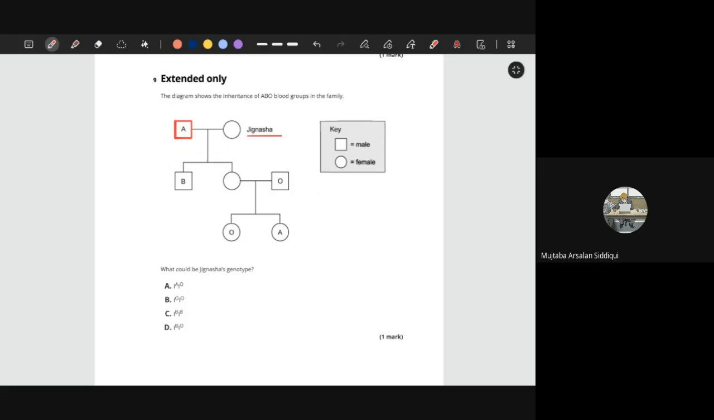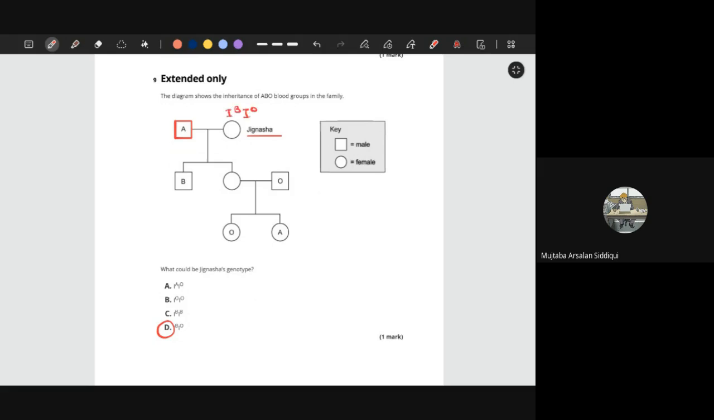So, any thoughts on this question? It's going to be B. B, IBIO. Are you sure? Sorry, A. It's A. It's going to be B. D, sorry.